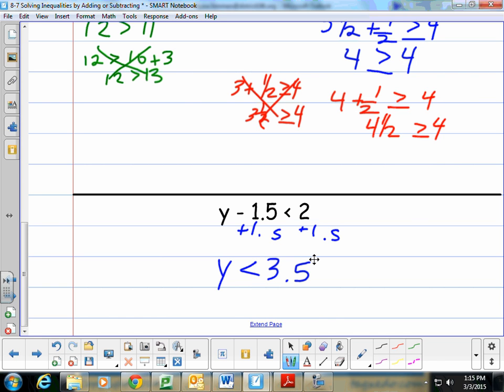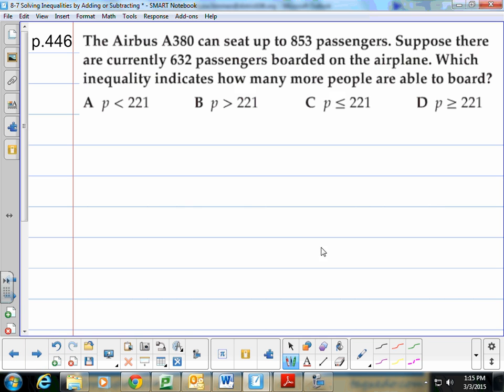And you can plug it back in to check. Anything more would make the answer greater than 2, and we want our answer to be less than 2. Some word problems on 446.